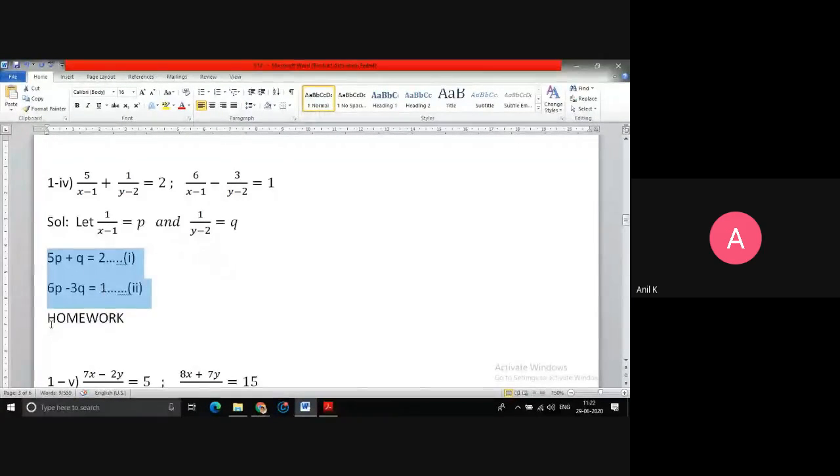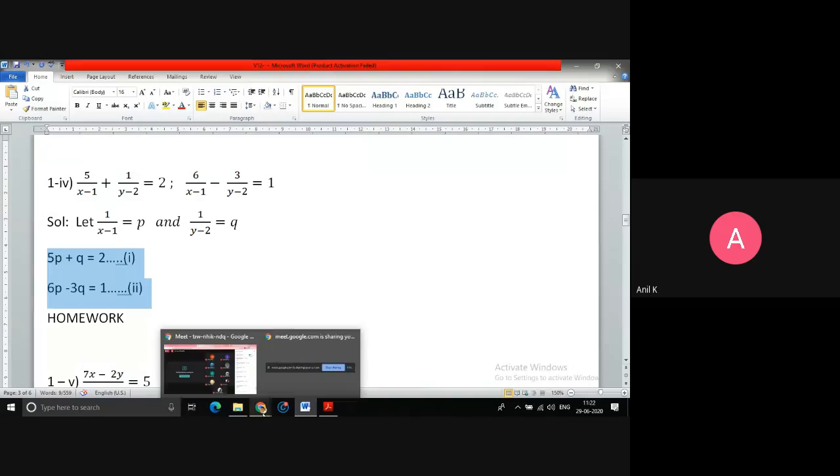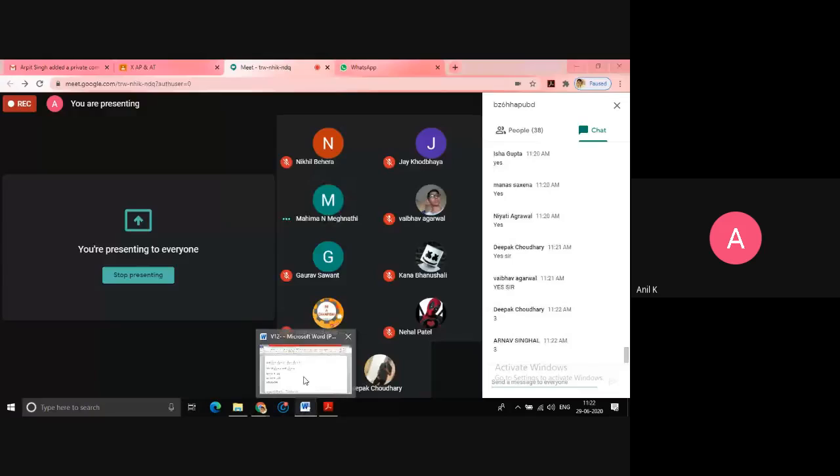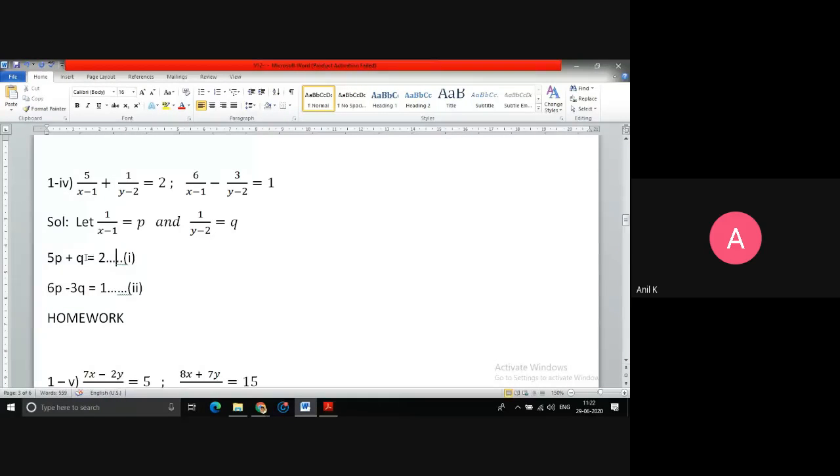Okay, so I leave it to you as homework. First solve these two equations. Can anyone tell me, if I want to eliminate q here instead of p, which number I have to multiply, and which equation I have to multiply, whether equation 1 or equation 2, and by which number? Anyone? Yeah, multiply with 3. Which equation? Equation 1 has to be multiplied with 3.